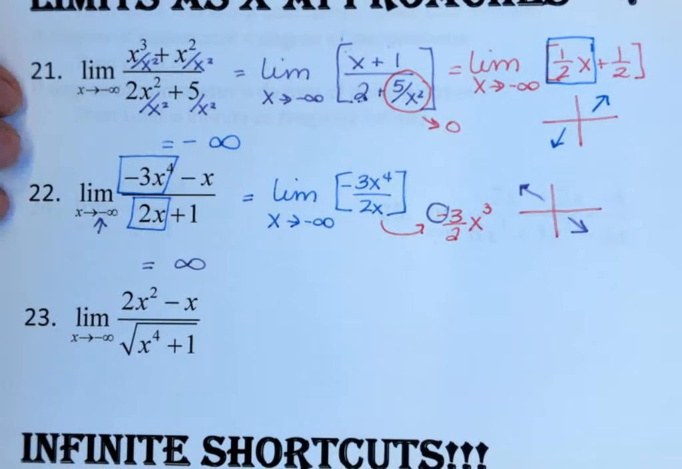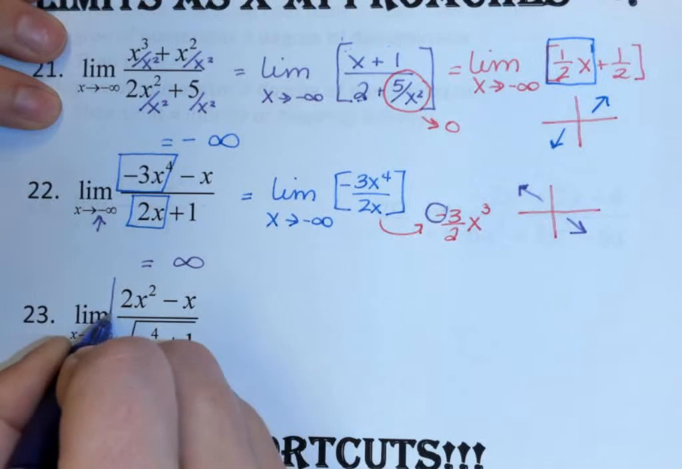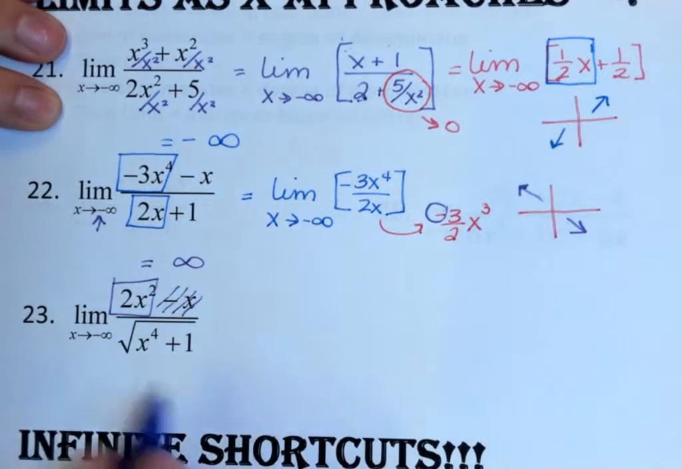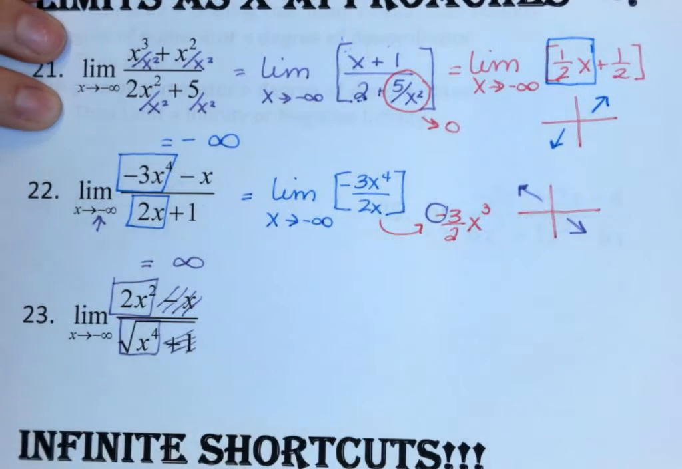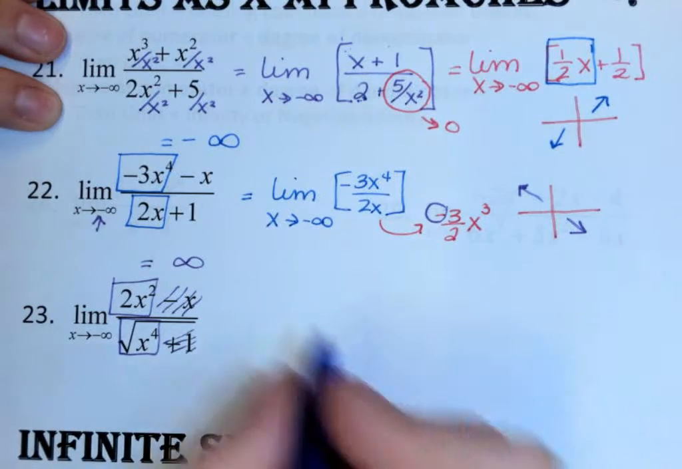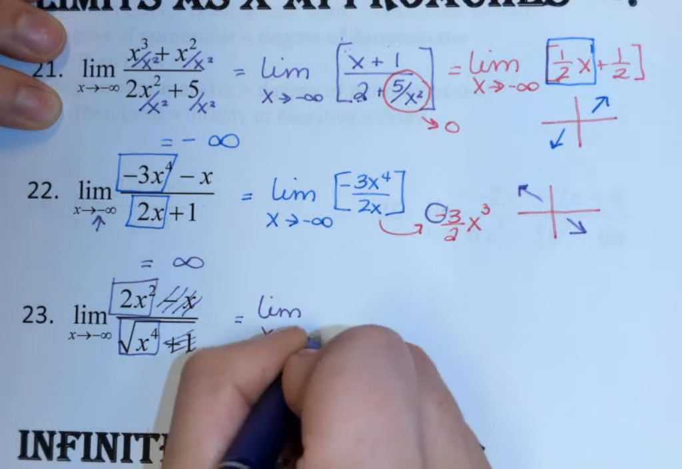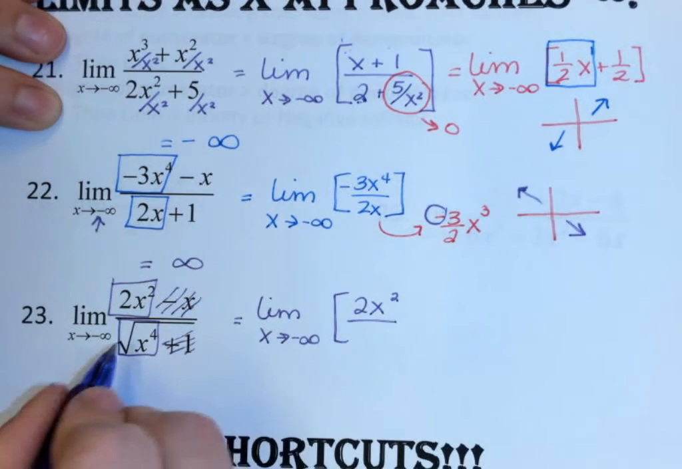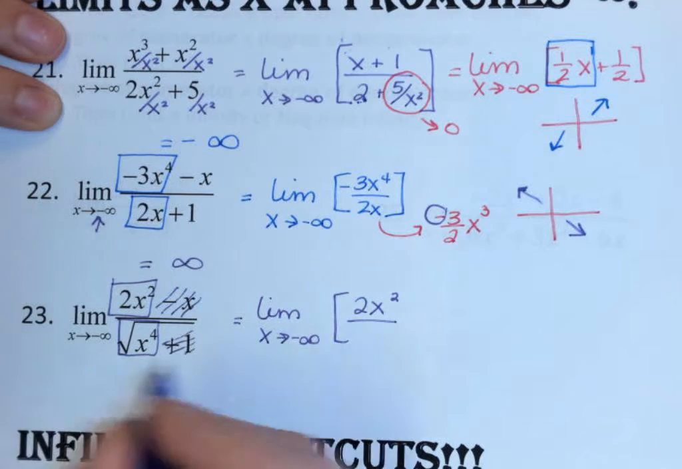Okay. And then one more problem, and this guy again, we don't really need to go too crazy into this. All I care about is the highest power up here. So that means I'm going to ignore that. All I care about is the highest power here. So I'm going to ignore that. So I can think about this as the limit as x goes to negative infinity of 2x squared over, what is the square root of x to the 4th? X squared.